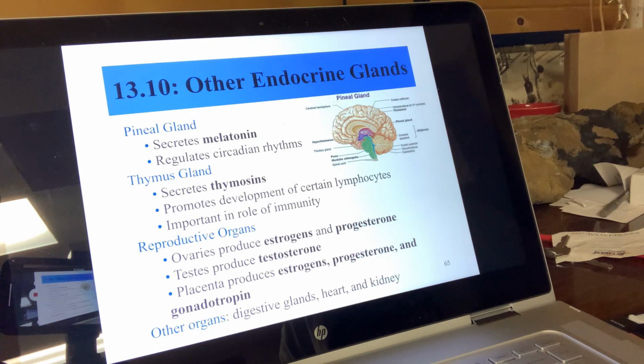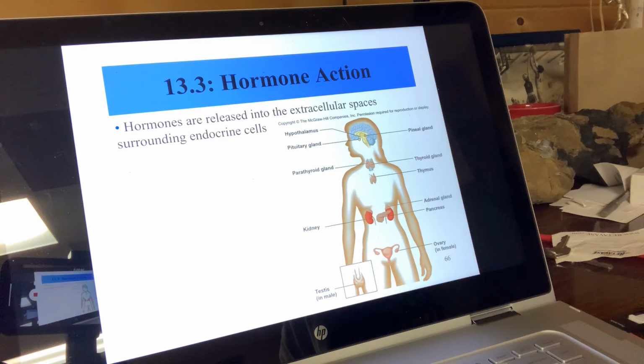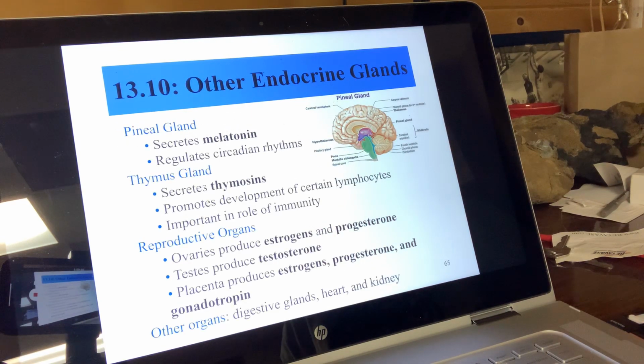The thymus gland. The thymus gland sits within the chest cavity, within the mediastinum. The thymus gland secretes a series of chemical messengers called thymosins. Thymosins promote the development of lymphocytes, and they are part of your body's immune system that we'll talk about in a future lecture.